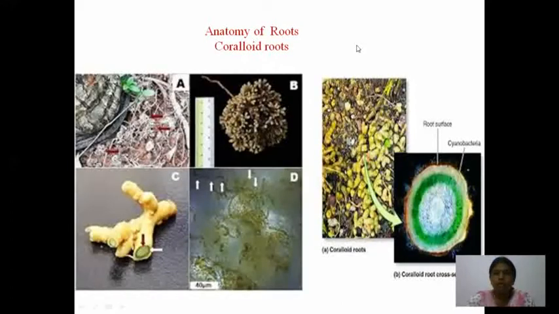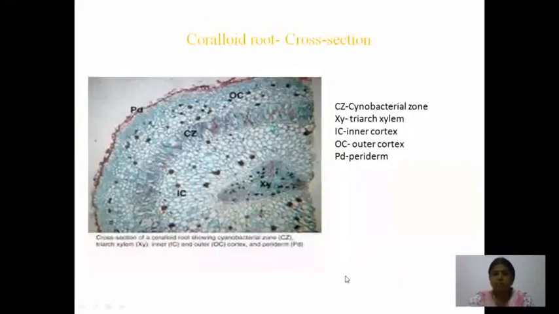Here you see the normal root and the coralloid root. The coralloid roots look like this. Here you see the cross section of the coralloid root. This is the root surface. This is the colony of the cyanobacteria. This is also a cross section of coralloid root. Here in the middle, you see the triarch xylem, inner cortex. This is the cyanobacterial zone. This is outer cortex and periderm.